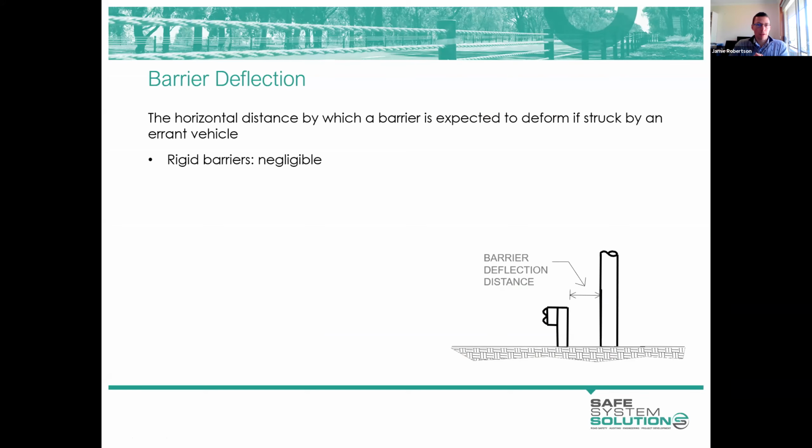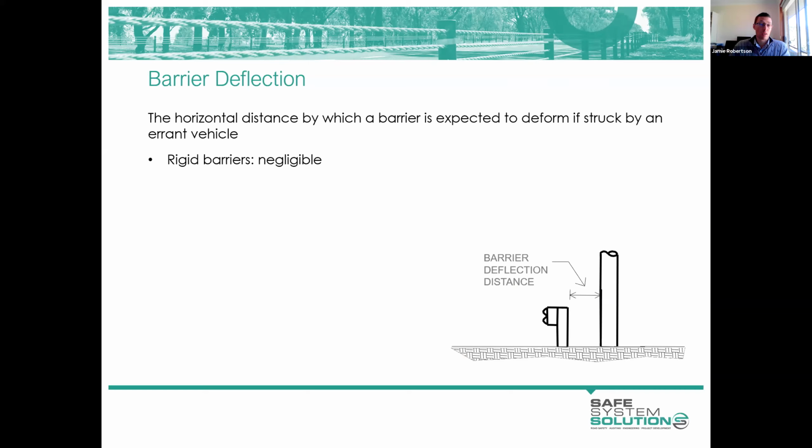Barrier deflection. Designers need to be across the amounts by which the different barrier systems deflect, and it is an important consideration in selecting your barrier offset. So your dynamic deflection is simply the amount by which the barrier will deflect horizontally when it's struck by an errant vehicle. And the values that we use are based on crash-tested conditions, so really quite severe impacts.